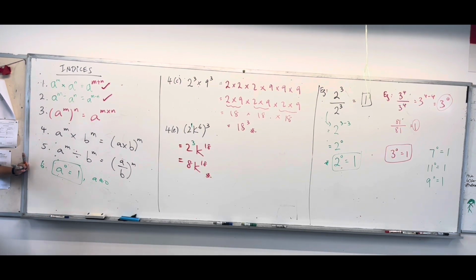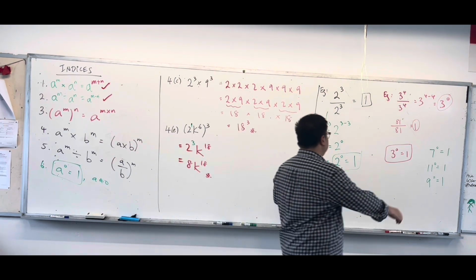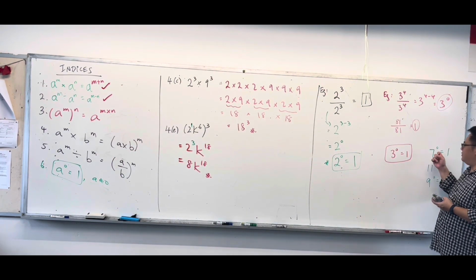Okay, A to the power of 0 is 1, yes. This is A to the power of 0. It means if you punch 2 to the power of 0 into the calculator, it will give you 1. Over here, for example, it has 7 to the power of 0.